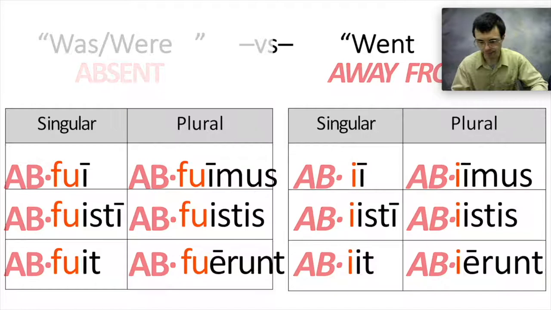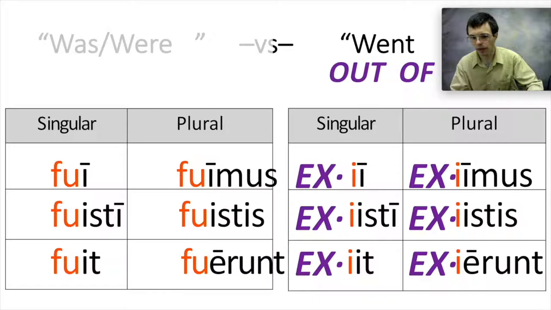Exii, I went out. Exiisti, y'all went out. Exiit, he, she, it went out. Exiimus, we went out. Exiistis, y'all went out. And exierunt, they went out.